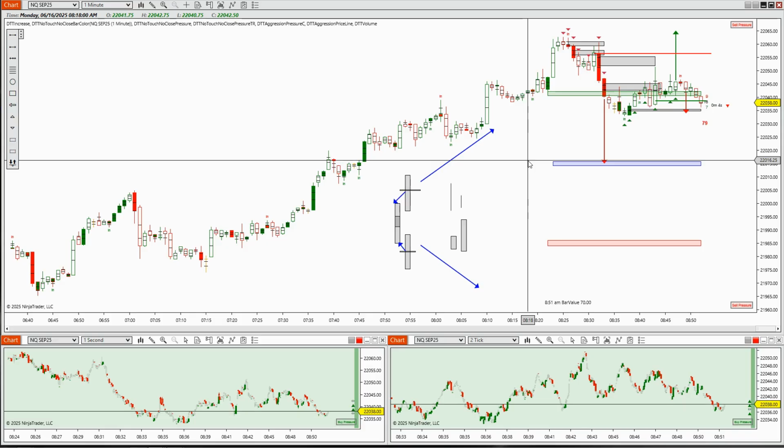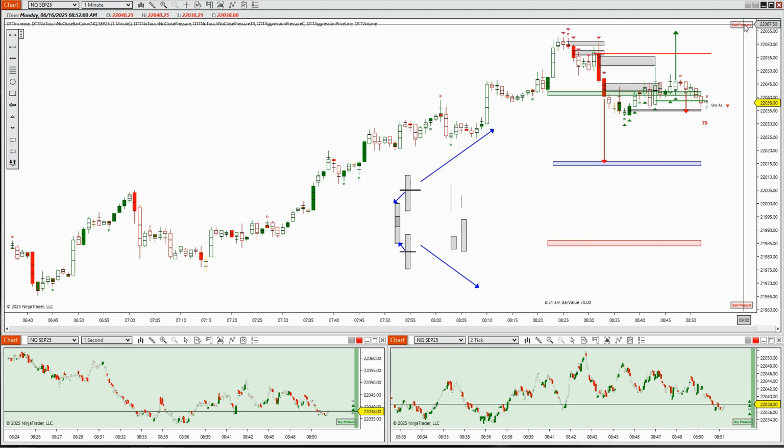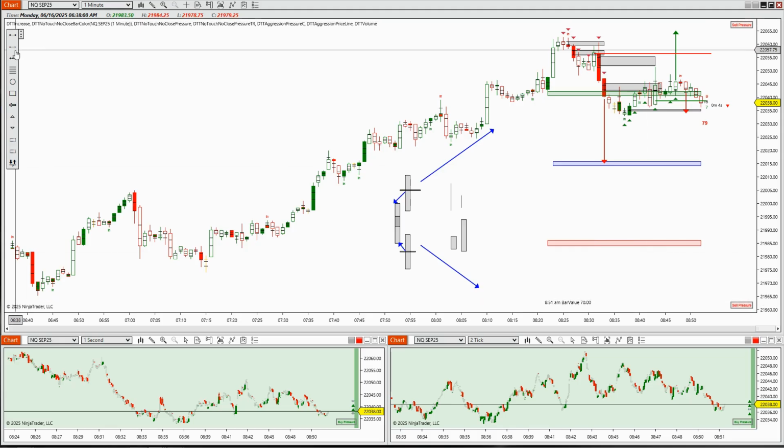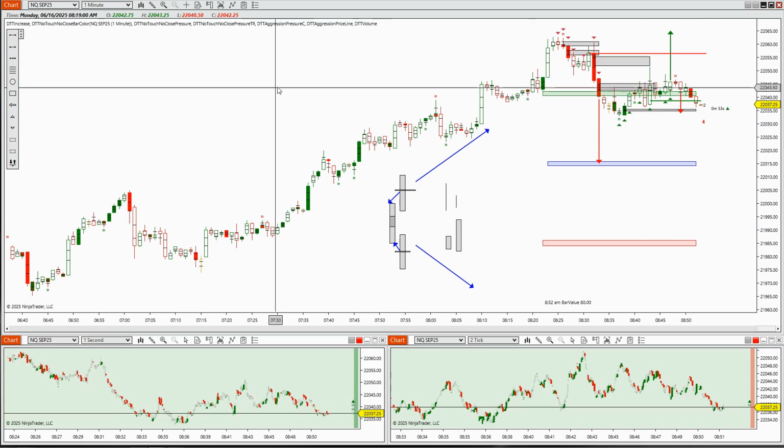All right. So we got the majority firing off. So this bar should turn red. That's this pressure here. That's the no touch, no close pressure here. All right. We got it. That's yes. So the bar turned red.